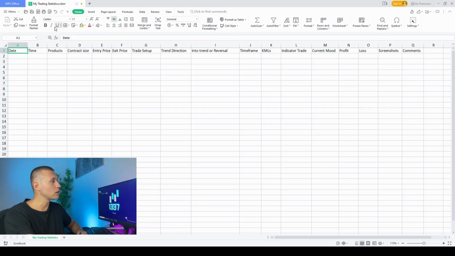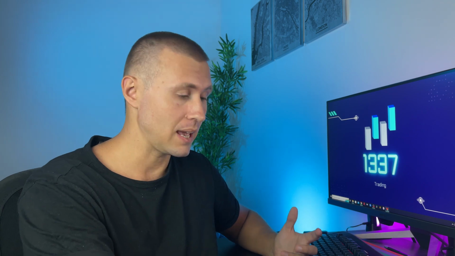So the first thing that you want to have in your trading journal is, of course, date. You want to see later on when you're analyzing, maybe you should have skipped some certain dates because there was a certain big announcement, news, etc. And you don't want to repeat those mistakes twice, right?